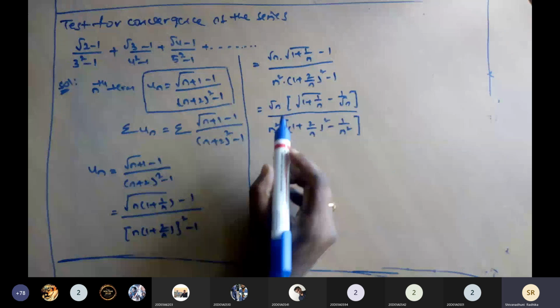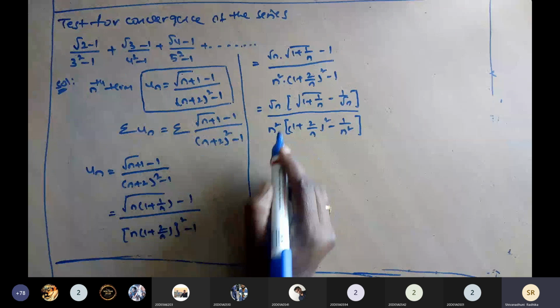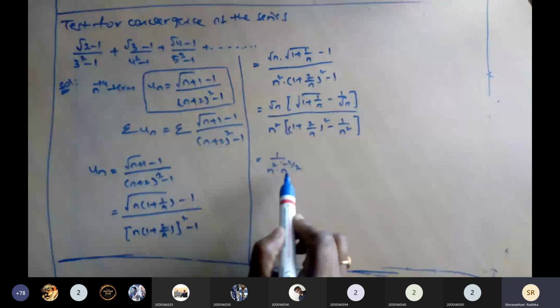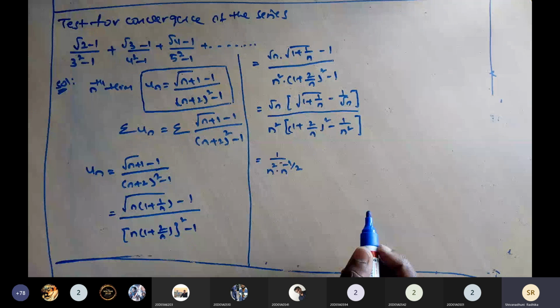Now this is root n and this is n square. Root n can be written as n to the power of 1 by 2. So I am going to write here 1 by n square into n to the power of minus 1 by 2. This root n in the denominator has n to the power of minus 1 by 2. All of you clear, ma'am?